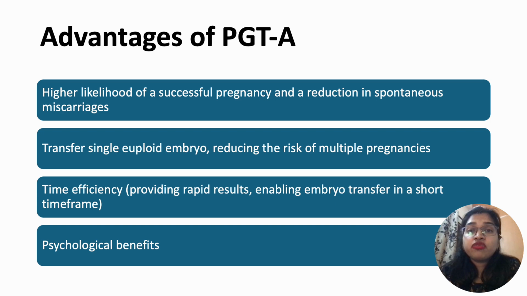Now, advantages of PGT-A. Advantages of PGT-A are higher likelihood of a successful pregnancy and a reduction in spontaneous miscarriages. We will be able to transfer a single euploid embryo, reducing the risk of multiple pregnancies. Time efficiency, providing rapid results, enabling embryo transfer in a short time frame, and psychological benefits are there.